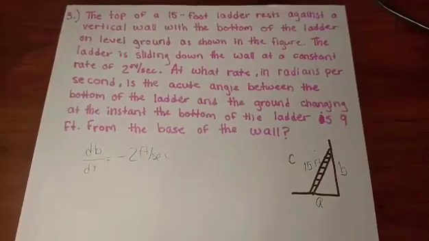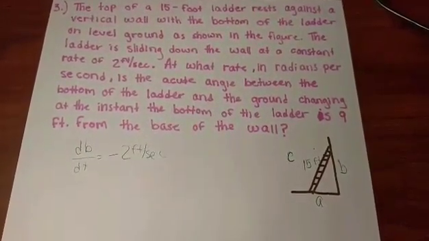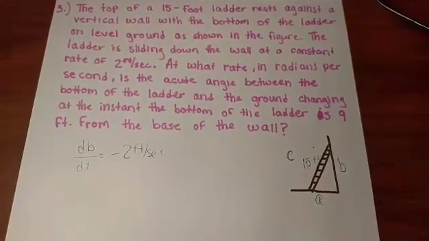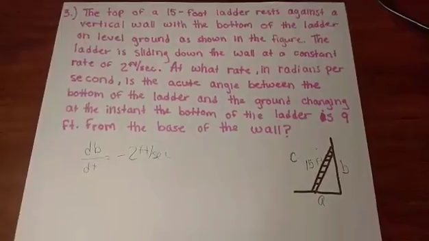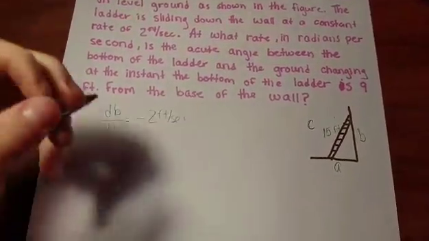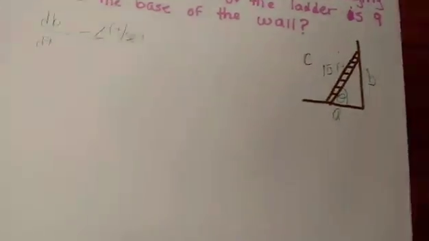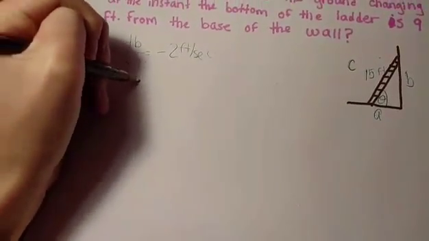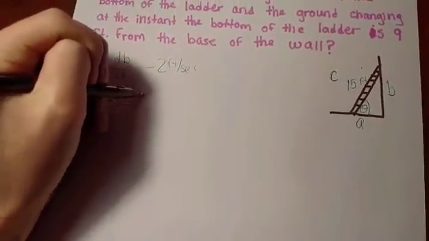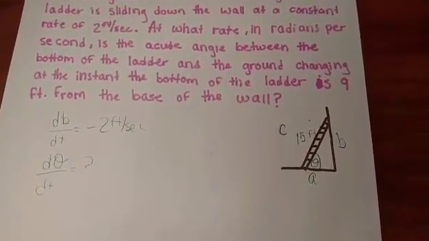Now it wants to know at what rate is the acute angle between the bottom of the ladder and the ground changing at the instant the bottom of the ladder is 9 feet from the base of the wall. So it's asking at what rate is the angle changing. So we're going to call this theta. And they want to know the rate that angle is changing, so we're going to call it d theta dt. I'm going to put a question mark by it because that's what it's asking. We don't know that yet.